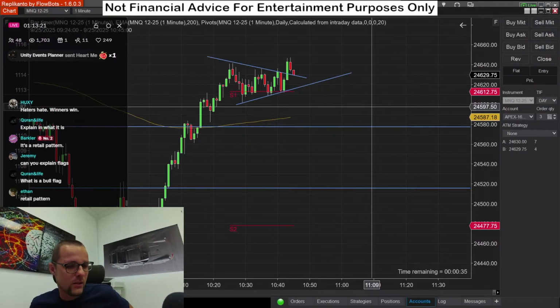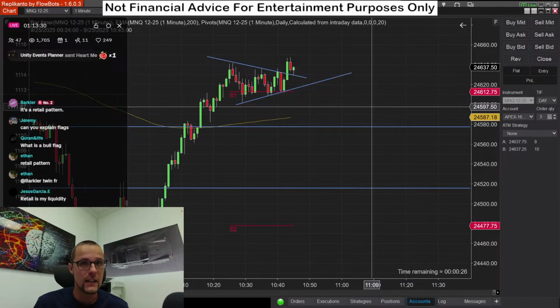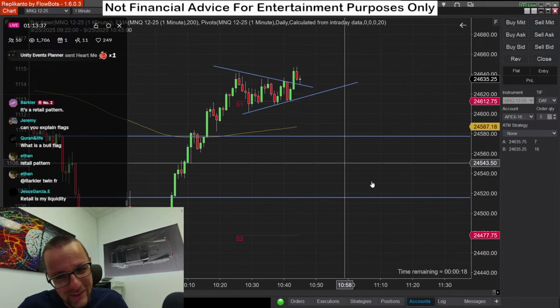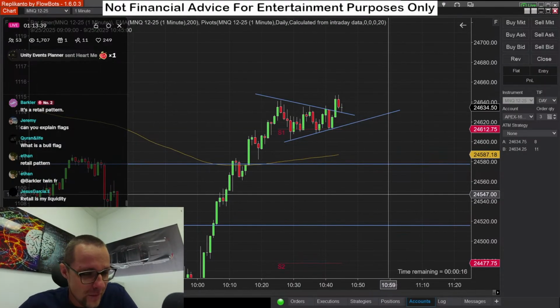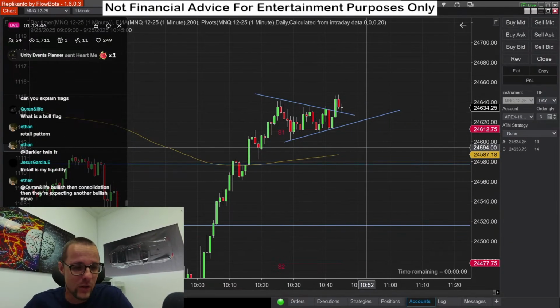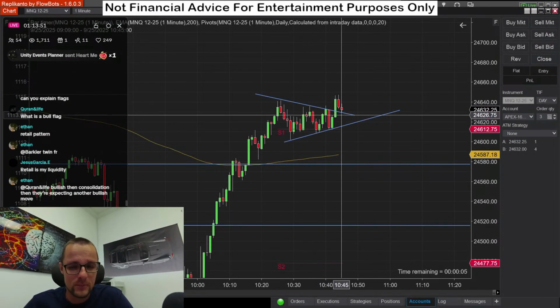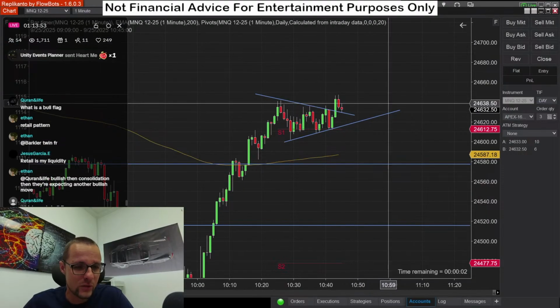Yeah, I mean, it's a retail pattern, I guess. It's considered a retail pattern. Only retail traders, like nobody in their right mind that's in a hedge fund or whatever. No hedge fund that's trading hundreds of millions of dollars is trading bull flags. But they do work. That's the thing. A lot of times bull flags work. Not every time, but a lot of times they do work. So if I do see a bull flag, I'm mindful of what price could do.